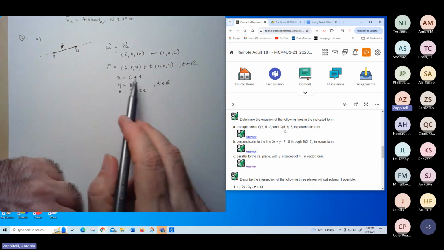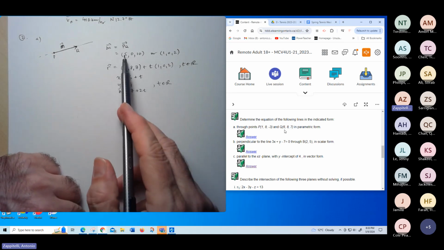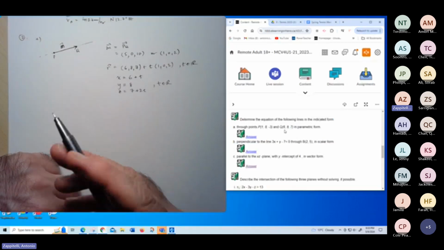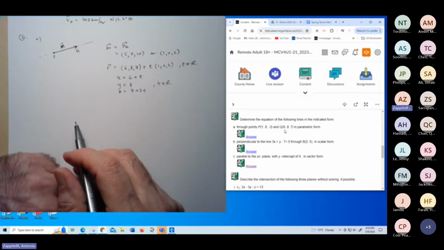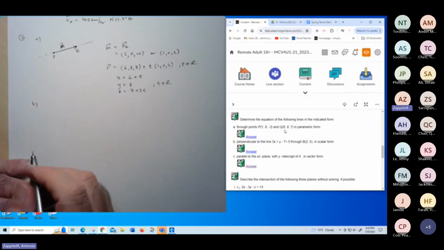Now the thing about these forms of the equations is that there's different versions. Somebody else might use 5, 0, 10. Somebody else, instead of using point Q, might use point P. There's lots of different correct answers. Okay. If we look at B, what do we have here?